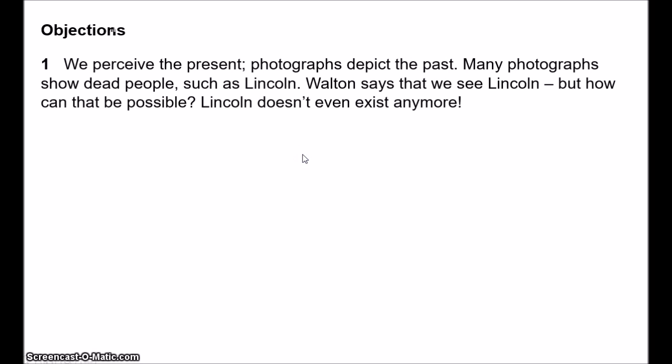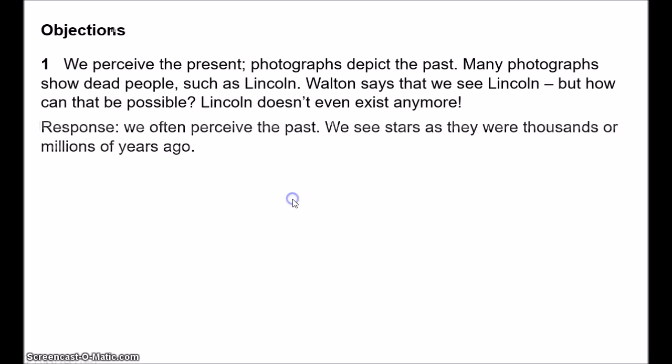So there are several objections to transparency. First of all, we might point out that perception involves objects that currently exist. We perceive the present, whereas photos depict the past, sometimes hundreds of years in the past. There are many photos of dead people, such as Abraham Lincoln. Walton says that we see through the photo to see Lincoln himself. But how can that be possible? Lincoln doesn't even exist anymore.